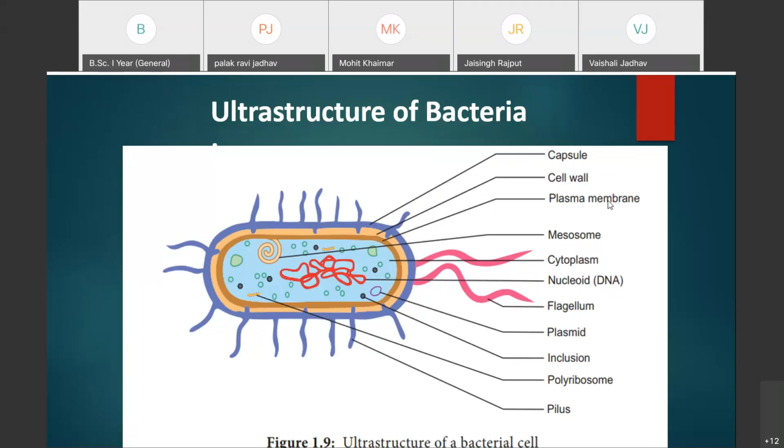We are discussing the ultrastructure of the bacteria. The bacterial cell is a typical prokaryotic cell which is enclosed by three layers. The blue colored layer is called the capsule, then below the capsule is the cell wall, and just below the cell wall is the plasma membrane. The plasma membrane is also referred to as the cytoplasmic membrane. In some books you can find that the plasma membrane is referred to as the cytoplasmic membrane. That is all about today's lecture.